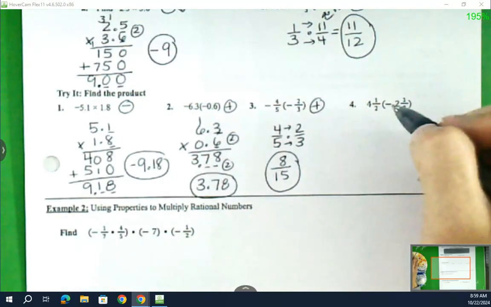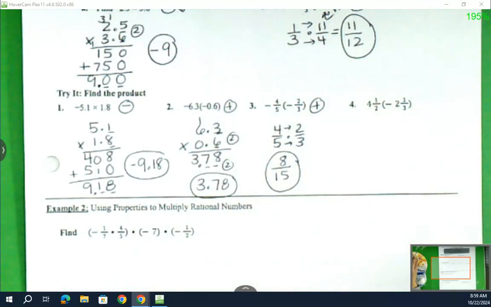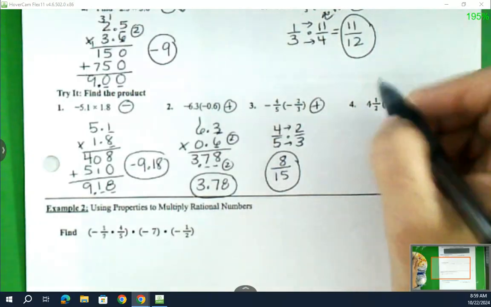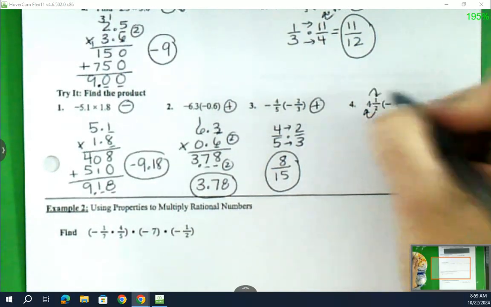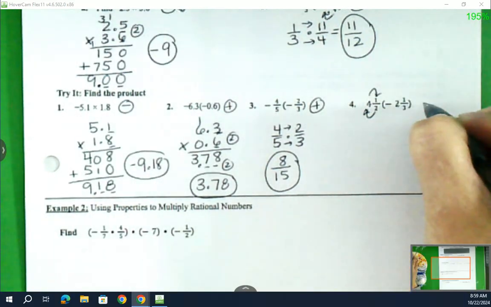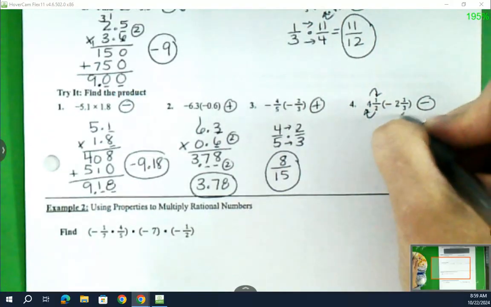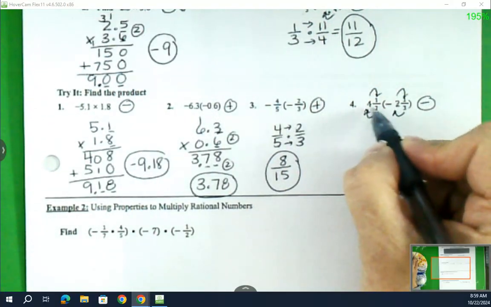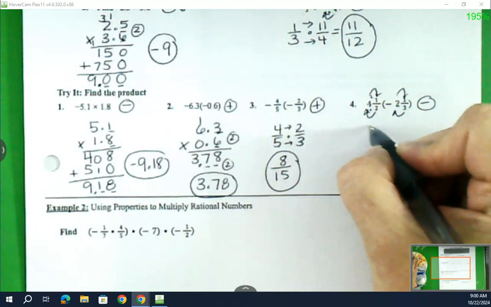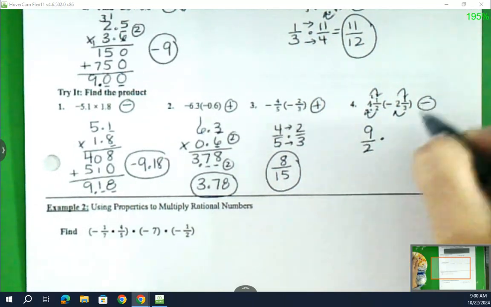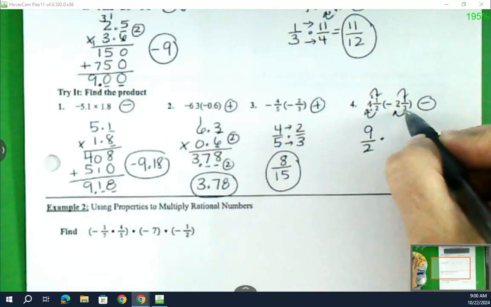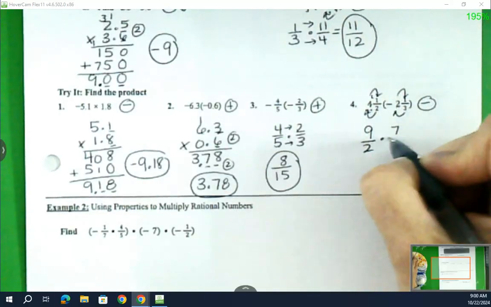Okay, number 4, we have 2 mixed fractions, so we know we're going to have to change them to improper. And we have a positive times a negative. That's going to give us a negative answer. So 4 times 2 is 8, plus the 1 is 9. We have 9 halves times 2 times 3 here is 6, plus 1 is 7/3.